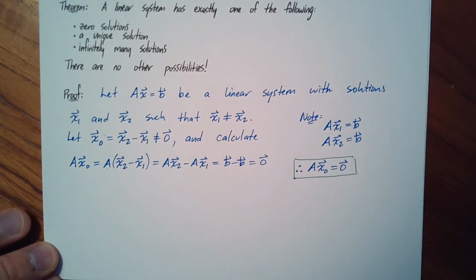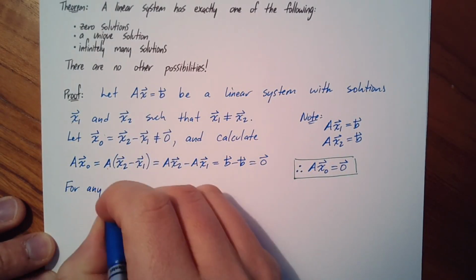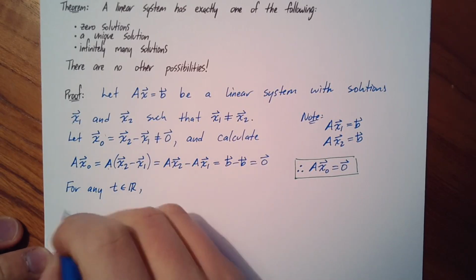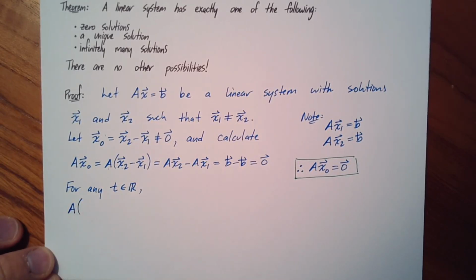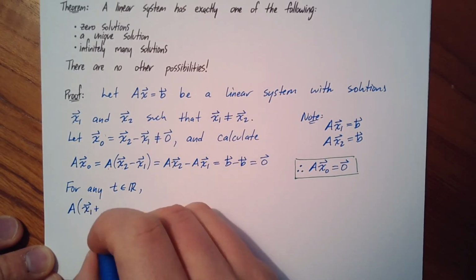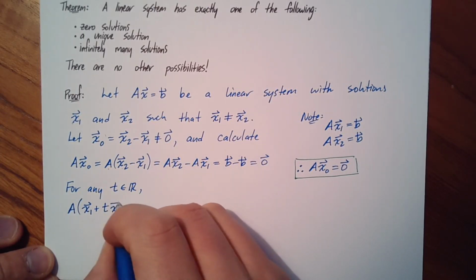Okay, and my claim to you is here's how we're going to generate infinitely many solutions to this linear system. The claim is that for any real number t, this is essentially the parameter, because somehow you have to get a parameter in a general solution that has infinitely many solutions. If you don't have a parameter, then you don't have infinitely many solutions. But here's how we're going to generate it. So watch what happens. If I were to take A and multiply it by x1 bar plus t, so I'm just going to add some multiple of this new x0 bar that we've created.